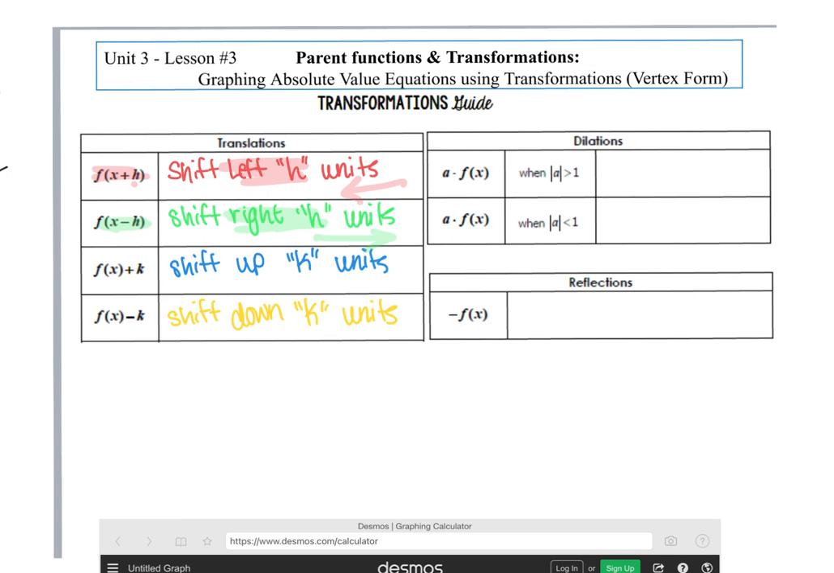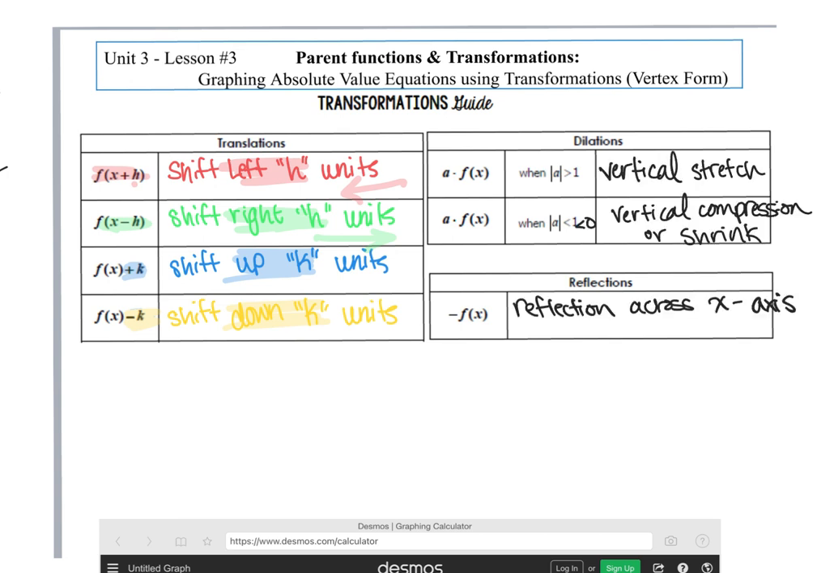Now we have f of x, that x part that's inside parentheses. The x part is what moves left to right, but what's on the outside of the bars or parentheses, if we have those, is the k value. Now the k value represents the vertical shift. So if we have a number outside our absolute value bars and it's positive, we are shifting up that amount of spaces for our vertex. And if we have a number that's being subtracted outside the bars, we are shifting down that number of spaces. So that's our rule for the vertex as far as that goes.